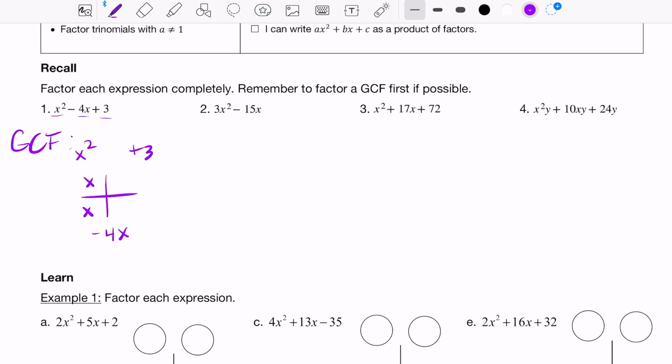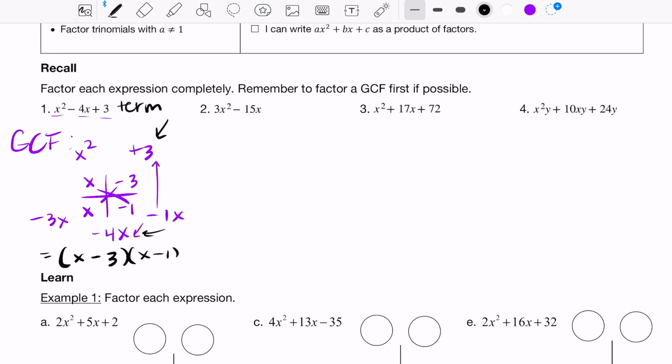So this is positive 3 right here, but this is negative 4 right here. So what that means is that both these numbers need to be negative so that when we do up and down right, we get positive 3, but when we crisscross, add to the middle, we get 4x right there. So the t-chart is a tool to help us get there, and what we have now is that the factored form is x minus 3 times x minus 1, and the term form is up here. Okay, moving on to the next one.